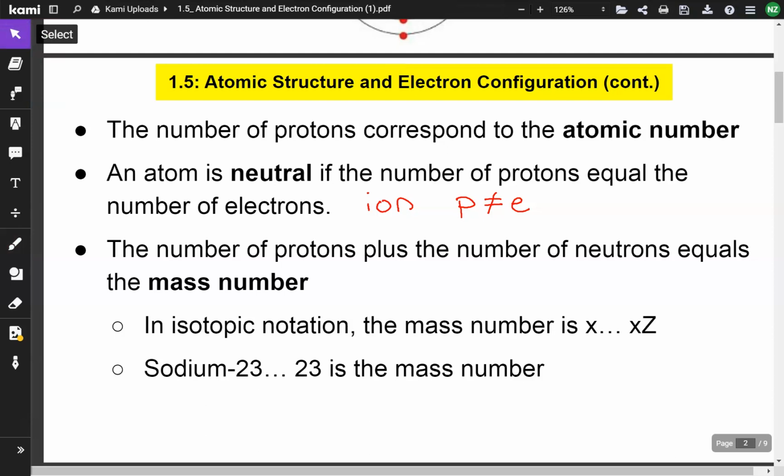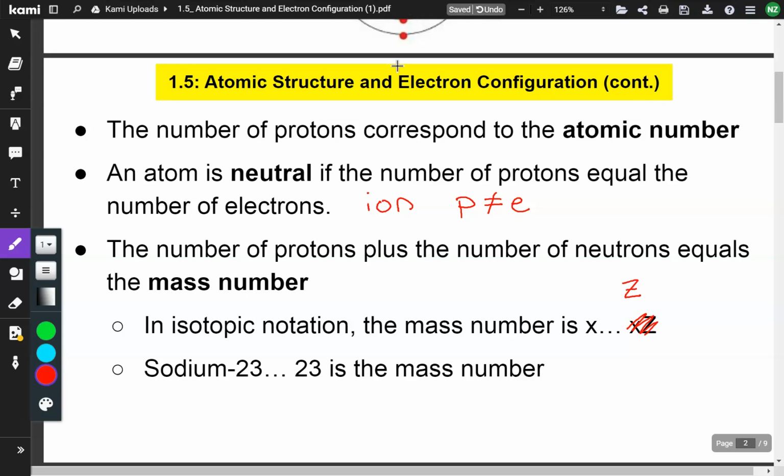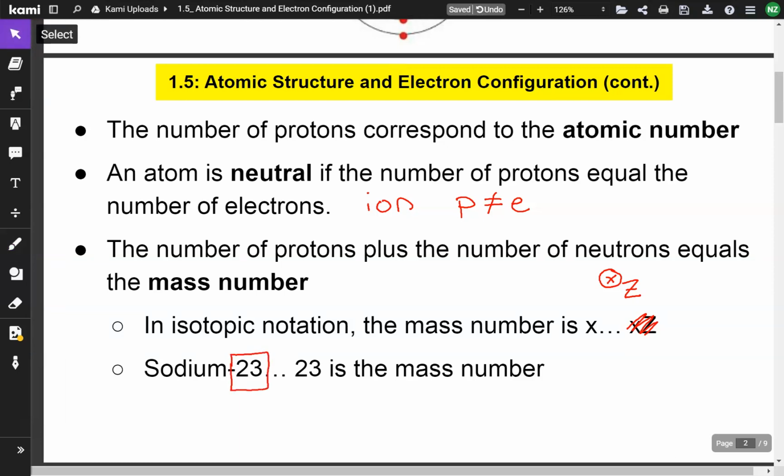The number of protons plus the number of neutrons equals the mass number. So our mass number is X. When you see something written in isotopic notation, you'll see the mass number up here. That is where you would find your mass number. That's the number of protons plus the number of neutrons. When it's written like this, where it's the element dash a number, that number right there is the mass number.